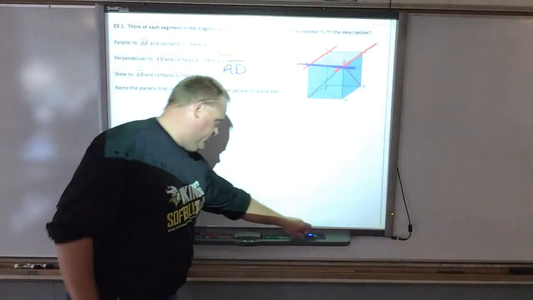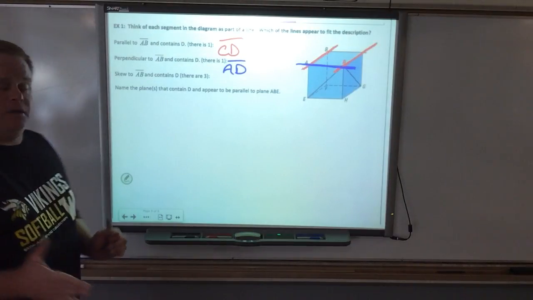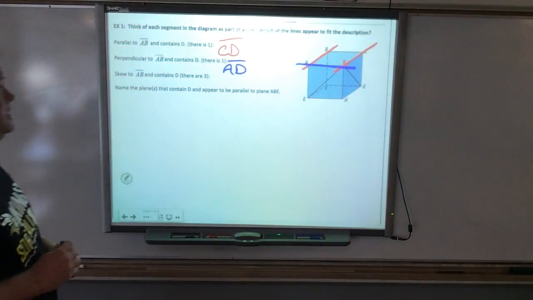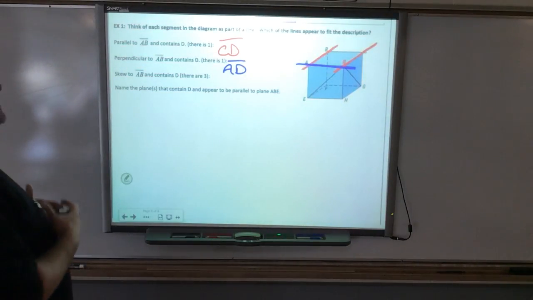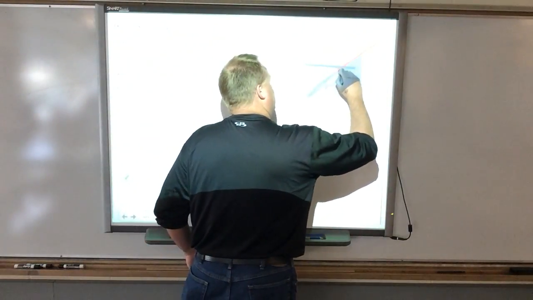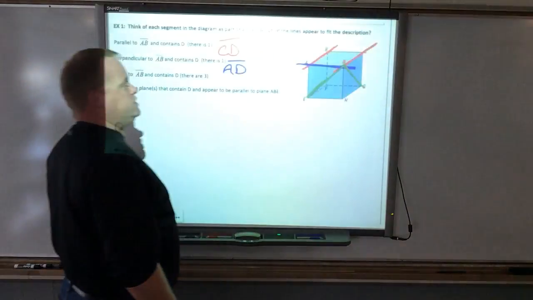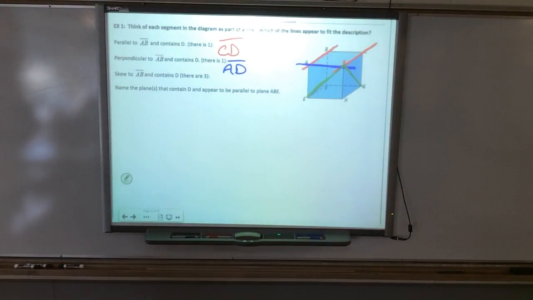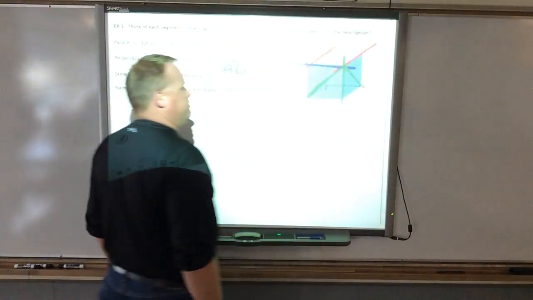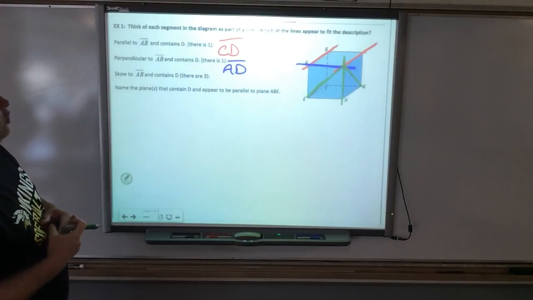And the next one, skew to line segment AB and contains D. There's going to be three of them. Well, I'm going through the point D and I want to be skew to AB. Remember, skew means not in the same plane. So I know that it can't cross and is never going to be in the same plane. Well, I see three of them. I see ED, I see GD, and which other one do you see? Hopefully you said DH. Those would be my three that are going to be skew to line segment AB going through the point D.